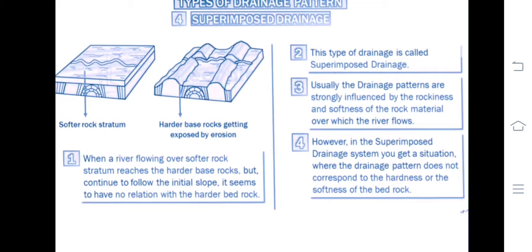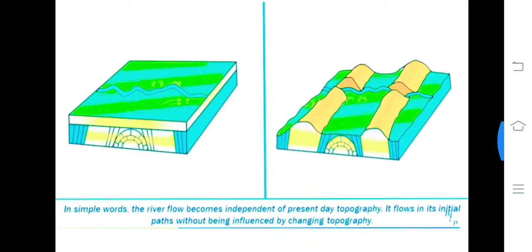However, in the superimposed drainage system, you get a situation where the drainage pattern does not correspond to the hardness or softness of the bedrock. Irrespective of the nature of your bedrock, the stream will follow the same direction which it used to follow in the past, when there was no such structure present. Very, very simple. You can see the diagram, a beautiful diagram. In the second case you see a lot of rocky structure created. In simple ways you can say the river flows became independent of present-day topography. Whatever present-day topography may be in the form of rockiness, it flows independent of this barrier, in its initial path, without being influenced by the changing topography.